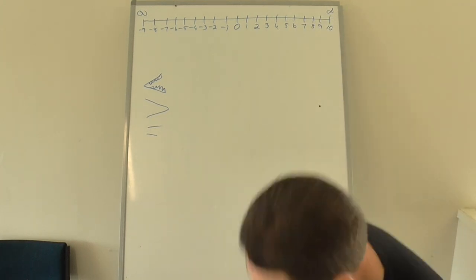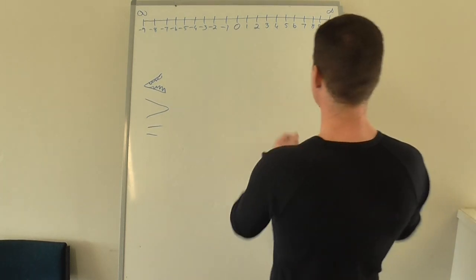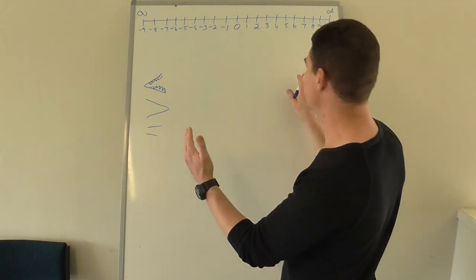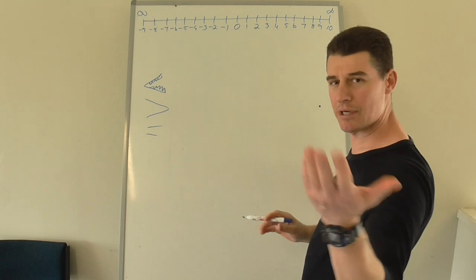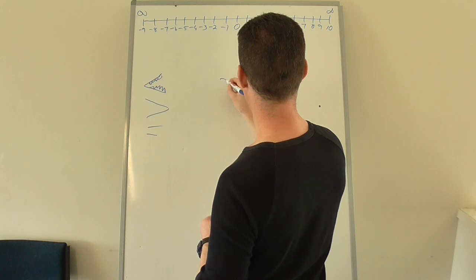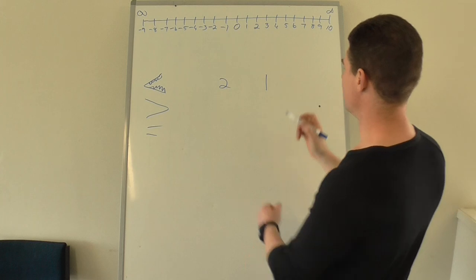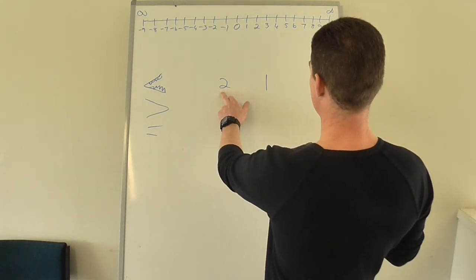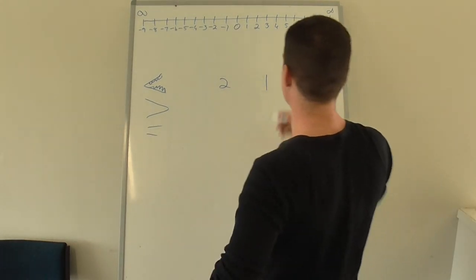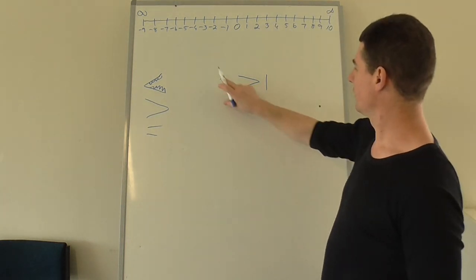So how this works is, when you're looking at your timeline, the number on the right of another number is usually the bigger number. Now what do I mean by that? If I've got a 2 and I've got a 1, then you can see that the 2 is to the right of the 1. So in other words, the 2 is bigger, so the crocodile will eat the 2.